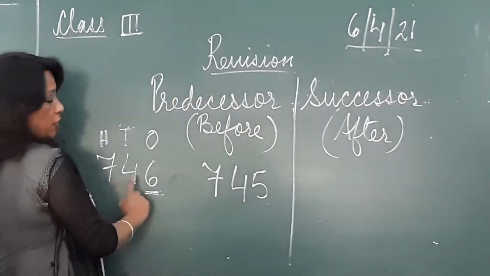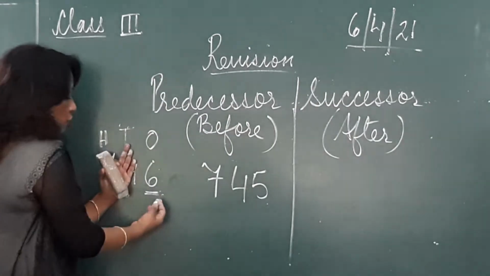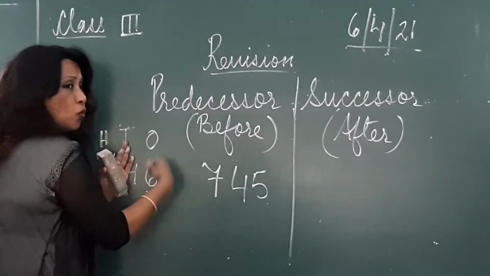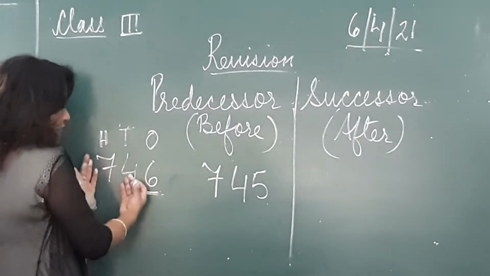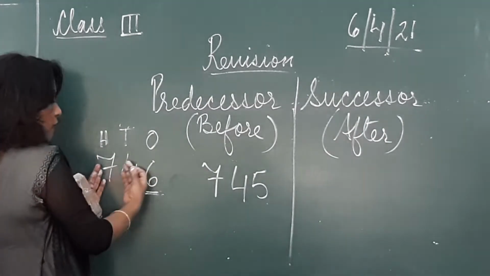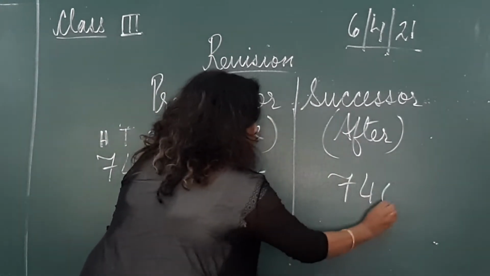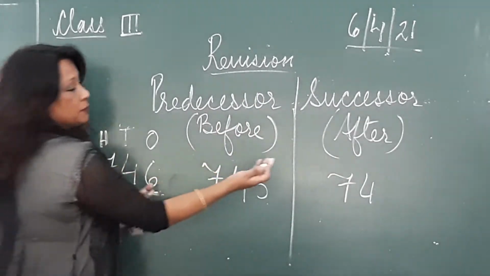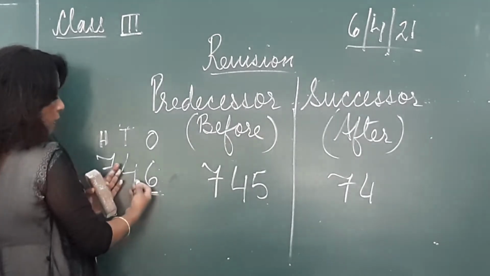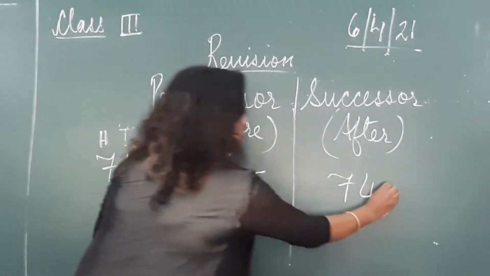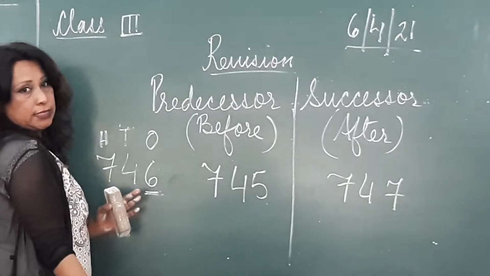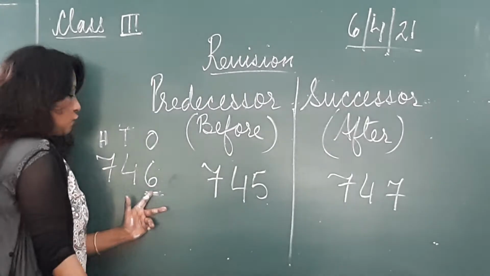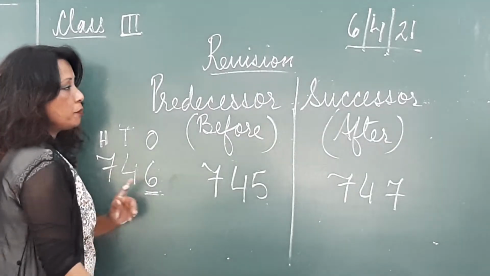What comes after 746? Again I tell you, just concentrate on the number under ones. What comes after 6? 7. So the other two numbers will remain as they are: 74, and after 6 comes 7. So 747. This is how you can do it with the help of this single digit before and after. Just see that. It will make your work easy.